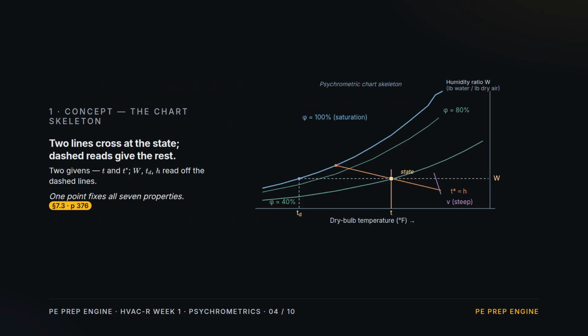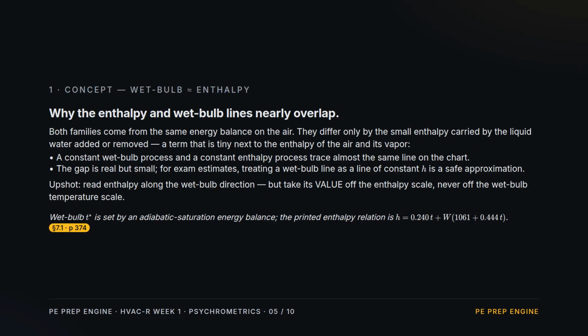Concept 3. The chart skeleton. The state sits where the dry bulb vertical and the wet bulb diagonal cross. 2 lines, 1 point. From there, drop straight down for dry bulb. Go across to the right axis for humidity ratio. Run left along constant humidity to the saturation curve for the dew point, and read enthalpy along the diagonal. 1 point, 5 read-offs.